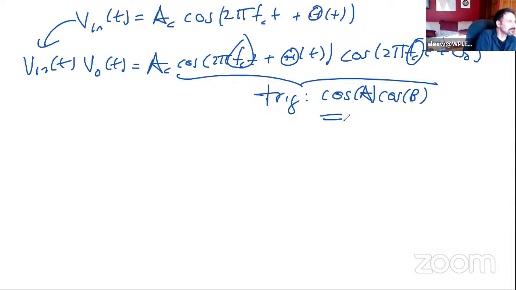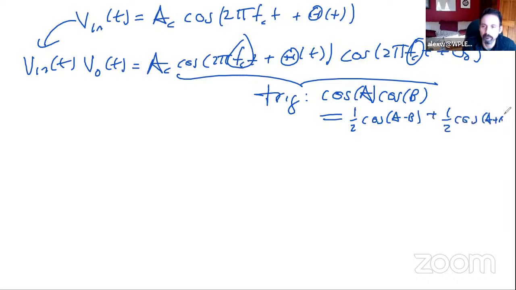Let's see. Trig identities up. And hopefully I will find something. There we go. Oh, thank goodness. It's going to be half cos A minus B plus half cos A plus B.